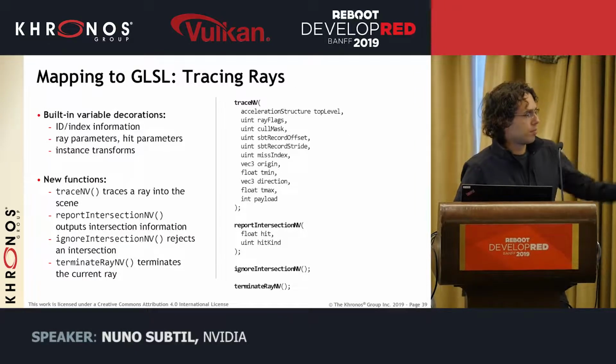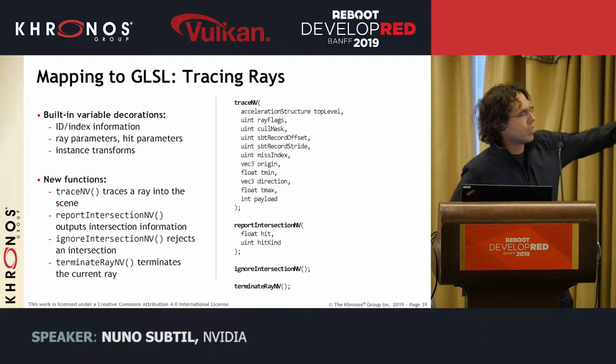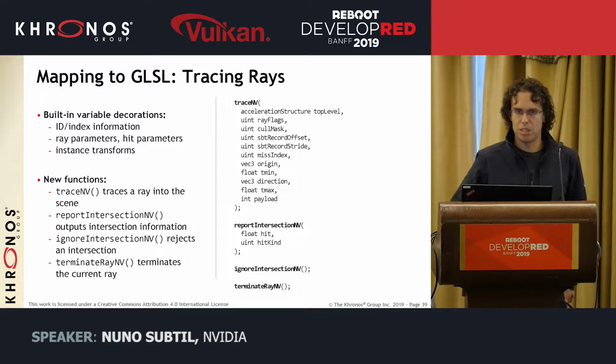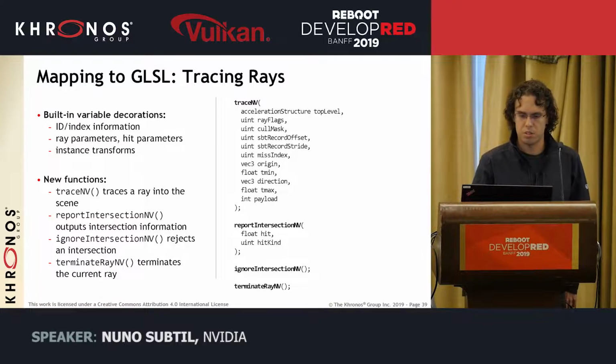And so I alluded to trace NV. That's the built-in that will trace a ray from a shader. You pass in the acceleration structure as an argument, and you can have multiple acceleration structures bound to your shader. They're just regular Vulkan resources at that point. There is a bunch of other arguments, some of which have to do with the indexing scheme into the SBT. I'll cover that briefly in a few slides.